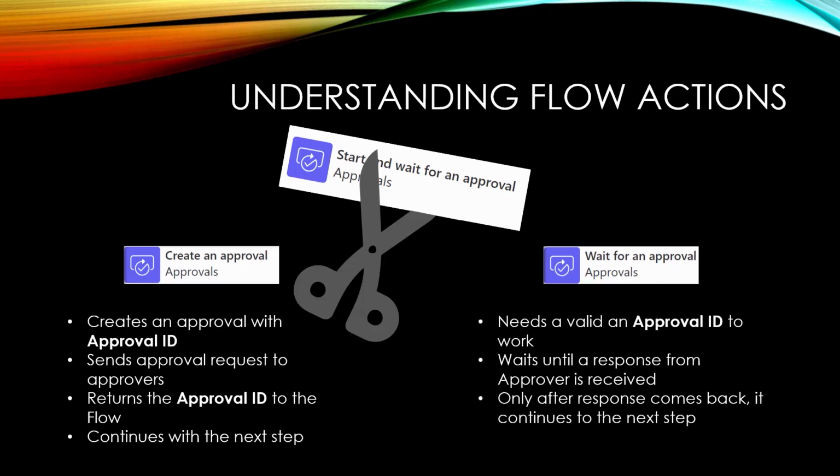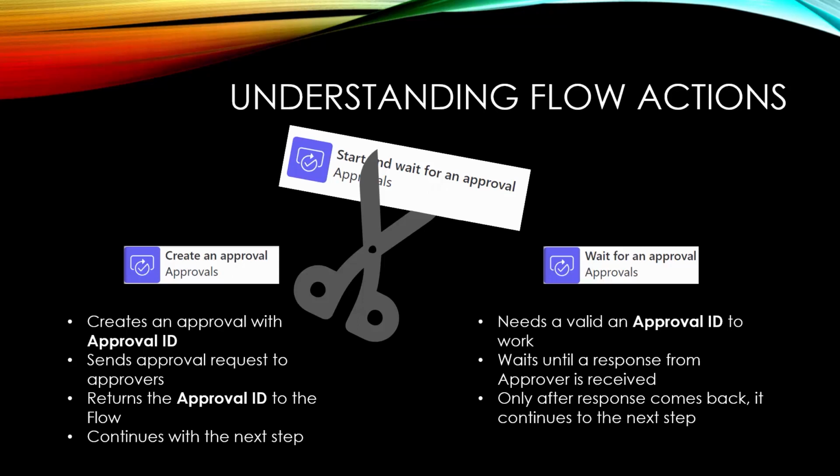Now on the other side, when we say wait for an approval, it needs a valid approval ID to work. It waits until the response from the approver is received. So basically it cannot just move on. It waits till the job is complete. Only after the response comes back, it continues to the next step. Again, we just split this start and wait for an approval into 2 controls. Everything else is the same.